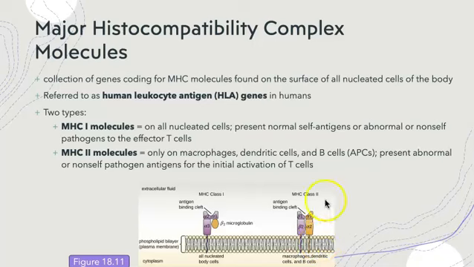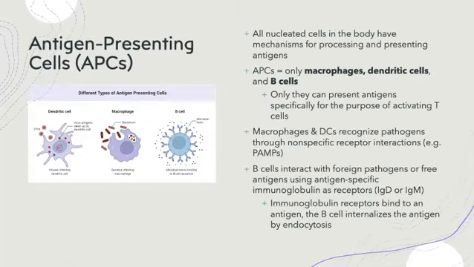Whereas our class 2 or type 2 molecules are only found on our antigen presenting cells. So that would include our macrophages, dendritic cells, and B cells. So they're going to present abnormal or non-self pathogens as well in order to activate our T cells. So let's talk about those antigen presenting cells, or APCs as I'll refer to them. And they are made up of our dendritic cells, macrophages, and B cells.